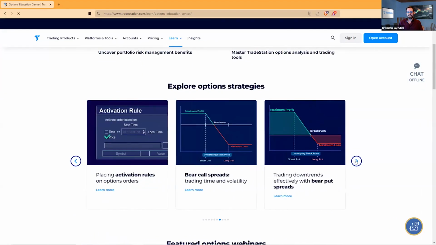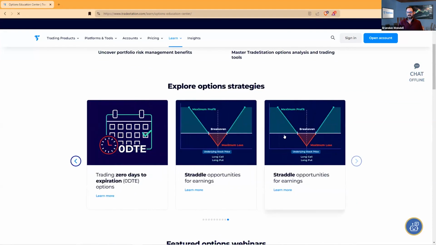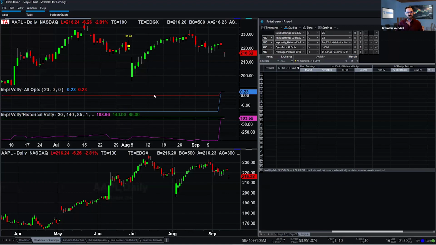I go all the way back here. Where are you? There it is, straddle opportunities for earnings. Okay. And there was a redo basically that was updated with David Russell recently, I believe, as well, which is really nice. But one of the things I was looking at is I can take a look to see, okay, what's going on with volatility, percentage-wise, implied volatility.